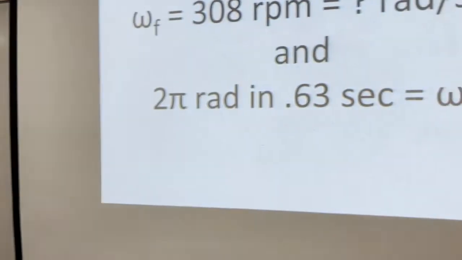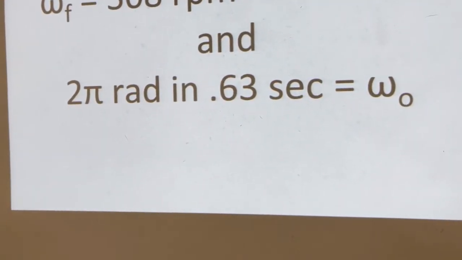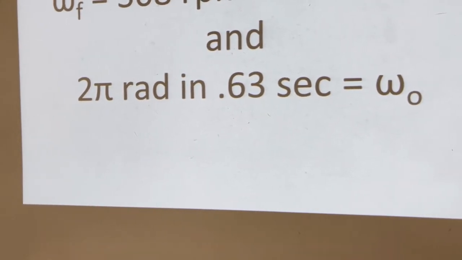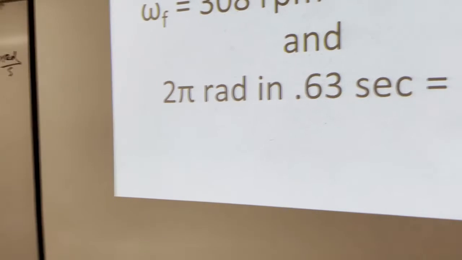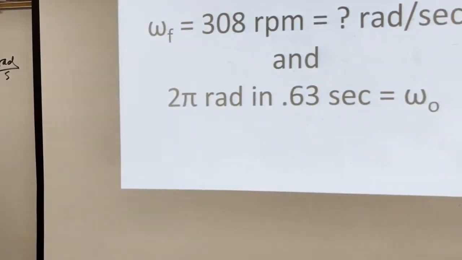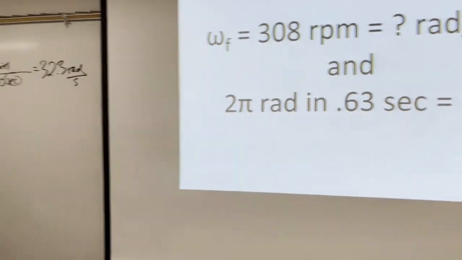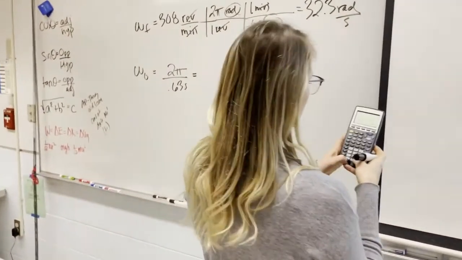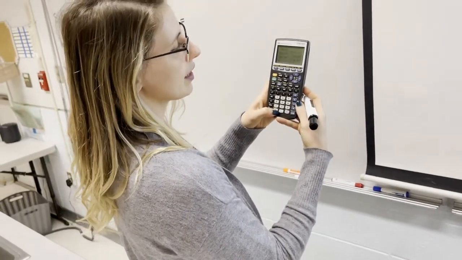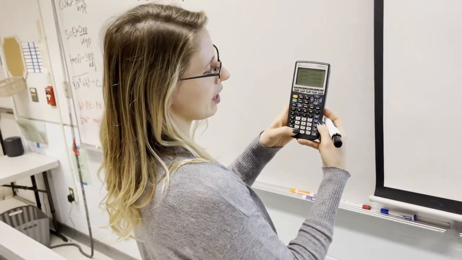But her starting, she went around once in 0.63 seconds. How did you know it was once, Boykin? I watched the video with a stopwatch. 2 pi is one revolution, right? 2 pi is going around once in 0.63 seconds. So I'm just gonna do 2 pi divided by 0.63. And I get 9.97.